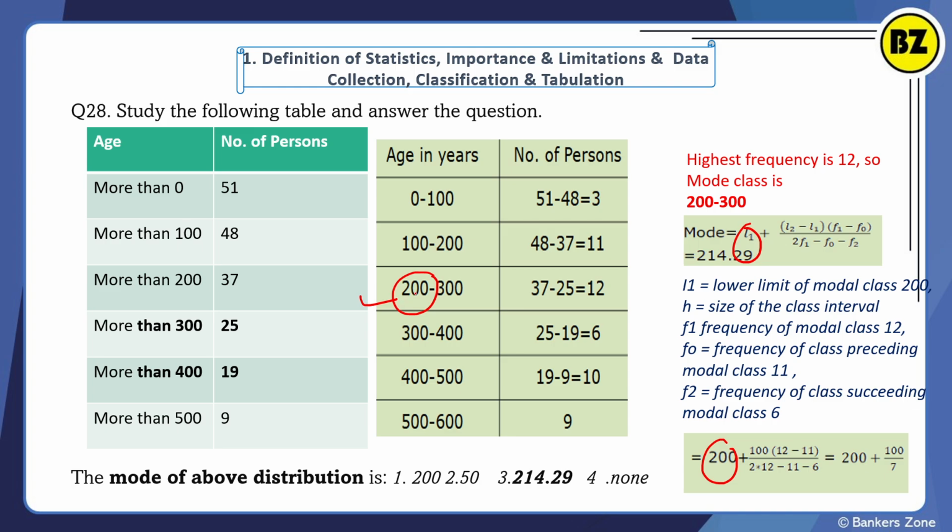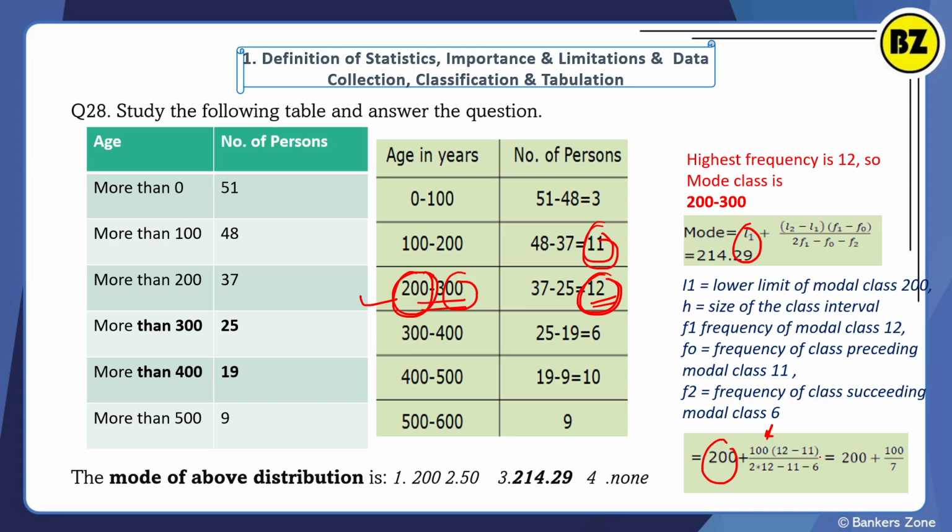Then L2 minus L1 means the gap: 300 minus 200. L2 will be 300 and L1 will be 200. Very easy, right? The gap will be 100 here. Then F1 minus F0. What is F1? F1 is the frequency of the mode class, so 12. F0 means the previous frequency. So 12 minus 11 upon 2 times F1 minus F0 minus F2.